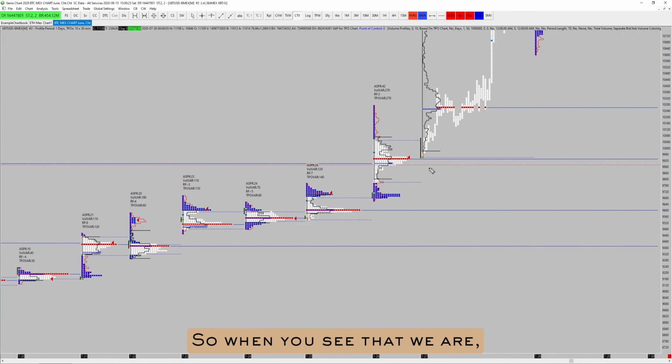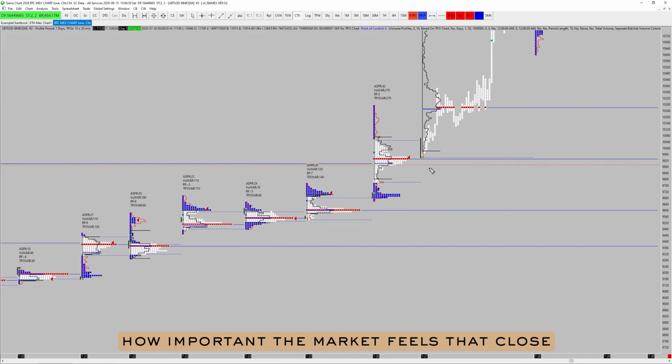So when you see that we are violating market structure and the daily close is in an hour or 2 hours from now, if you don't already incorporate observing that time period into your style or strategy or approach, I suggest that you start doing it, because this is going to show us how important the market feels that close or that open is. All right.